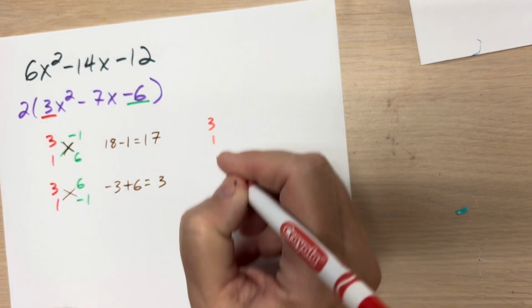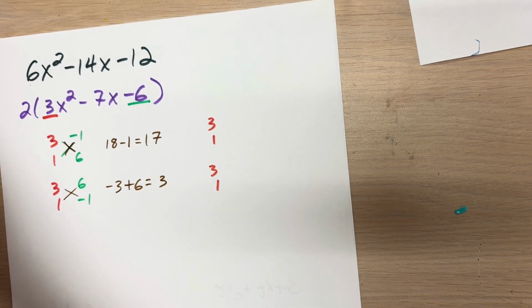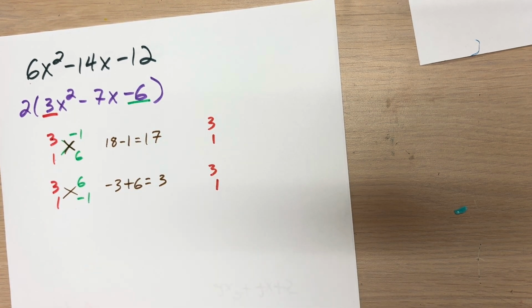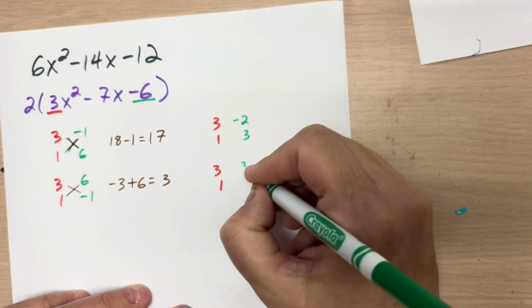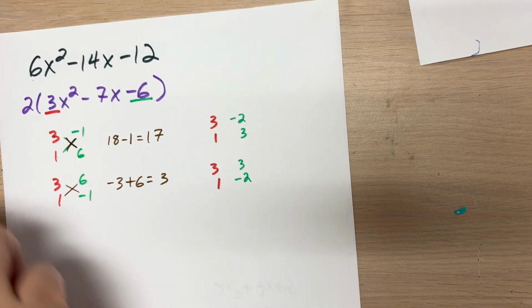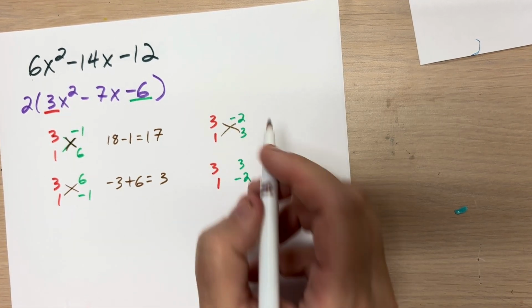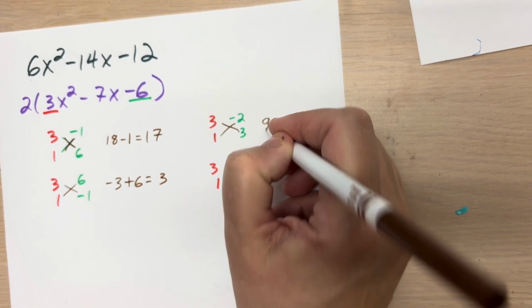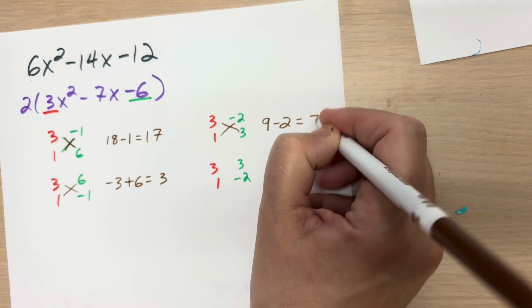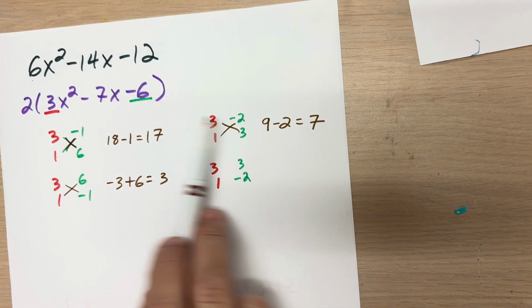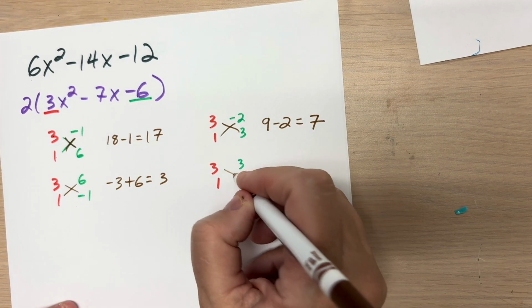So 3, 1, 3, 1. Other numbers that multiply to -6. How about -2 and 3? 3 and -2. Okay, cross multiply. 3 times 3 is 9. 1 times -2 is -2. 9 minus 2 is 7. Okay, so I'm close. Let's see if this does it.